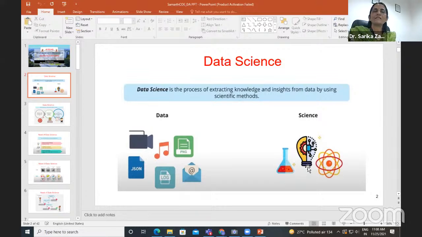What do you mean by these insights? The meaning is to find out the meaning of that data. Data is there, clean data is there. But what is the meaning of that data and how can we make use of that data? That is the interesting point, right?